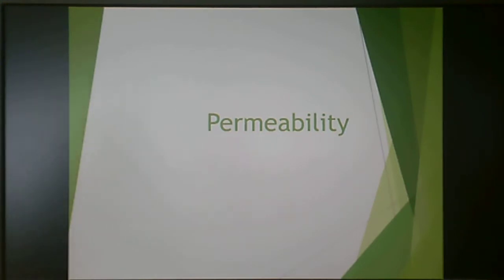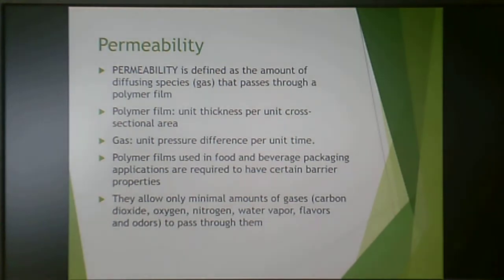Permeability is the last lecture in our background information set of slides. So what does permeability mean to thermoplastics? The definition of permeability is the amount of gas or other diffusing species that passes through a polymer film. When you're looking at a polymer film, you're looking at a unit thickness per unit of cross-sectional area. And when you're looking at a gas, it's unit pressure difference per time.